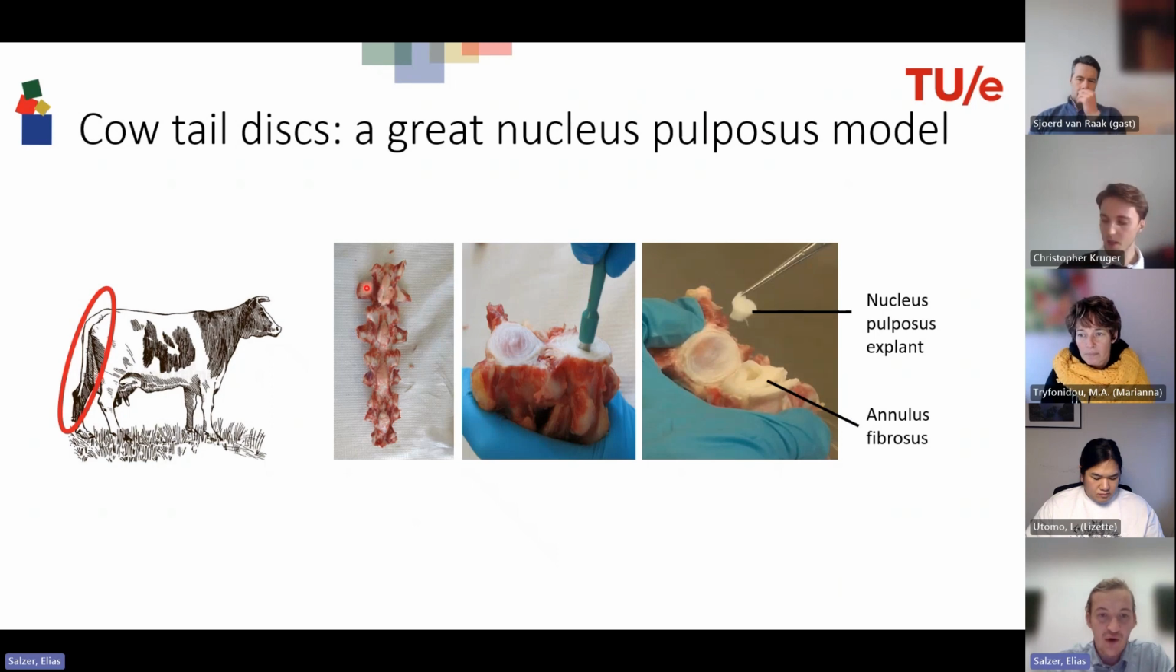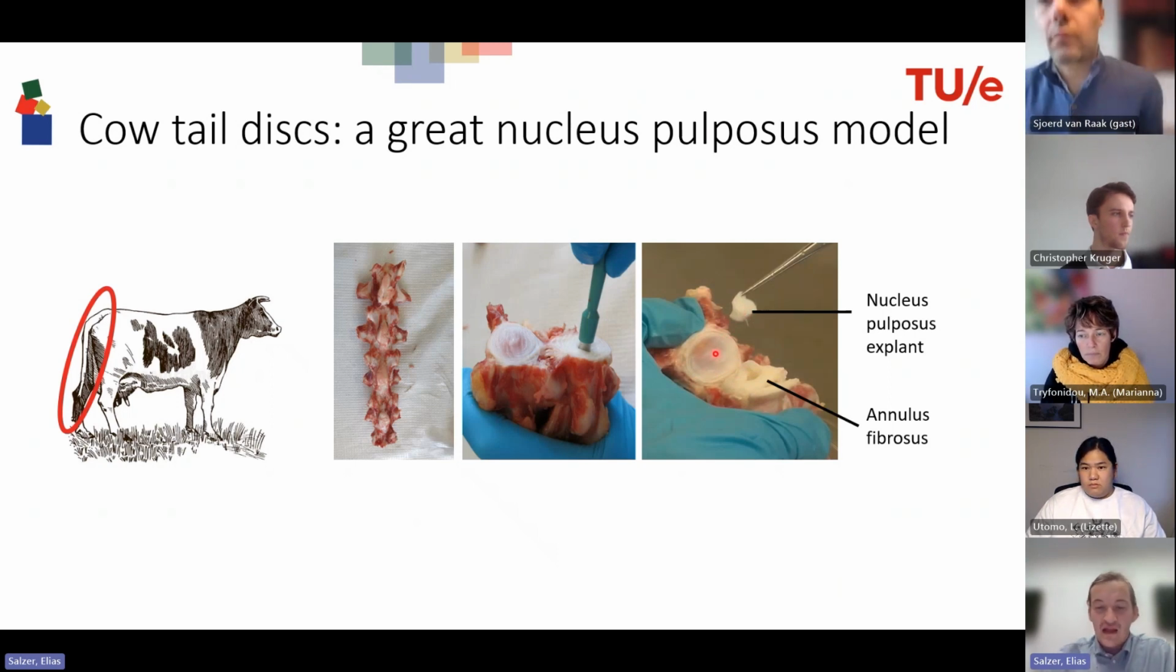And here you see the bony part. Here would be an intervertebral disc, and here would be an intervertebral disc in the cow tail. We cut open the intervertebral disc, and with a very sharp knife we take out the nucleus pulposus. So here in the cut open disc, you can see on the outside the annulus fibrosus. Here is the annulus fibrosus. This is the nucleus pulposus. And here would be the cartilage end plates. You can see a thin layer of cartilage here.